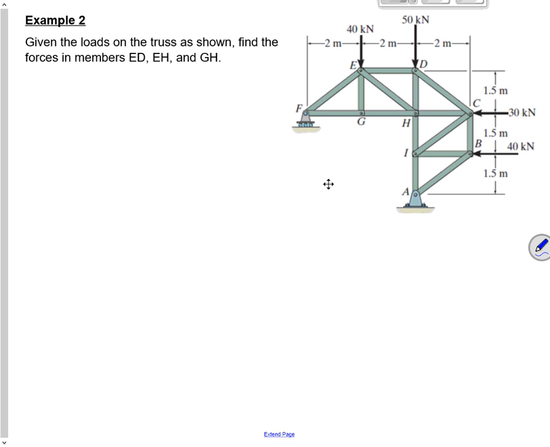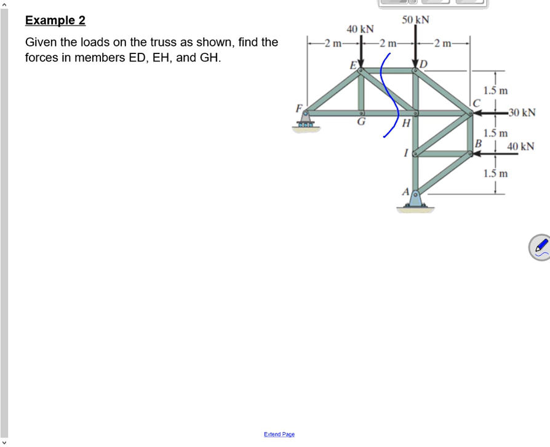Here we got another example of method of sections. They want us to find the force in members ED, EH, and GH, which obviously makes me want to cut this thing right through here to expose those three members. So which side am I going to work? The left side or the right side after I section it?